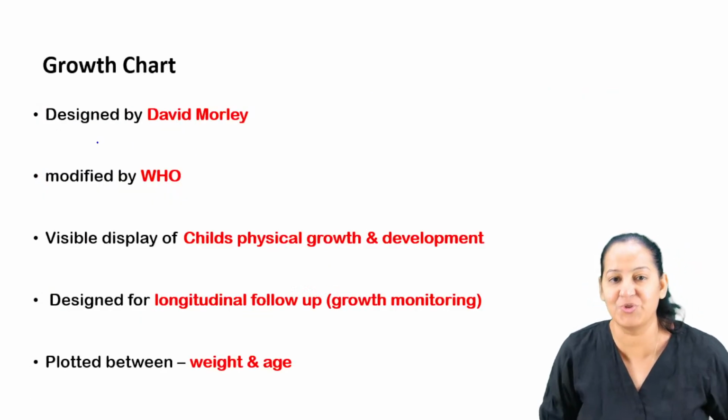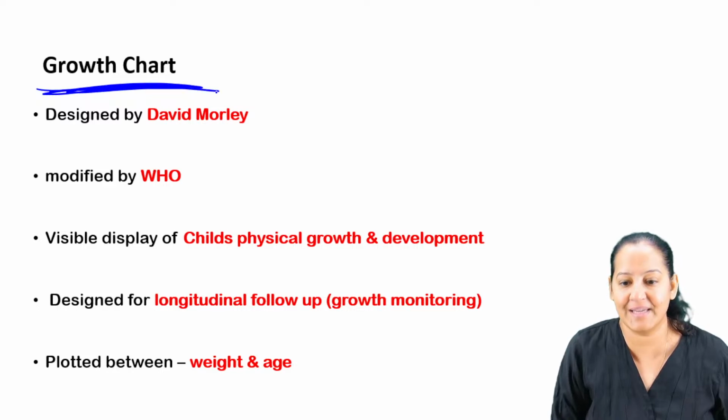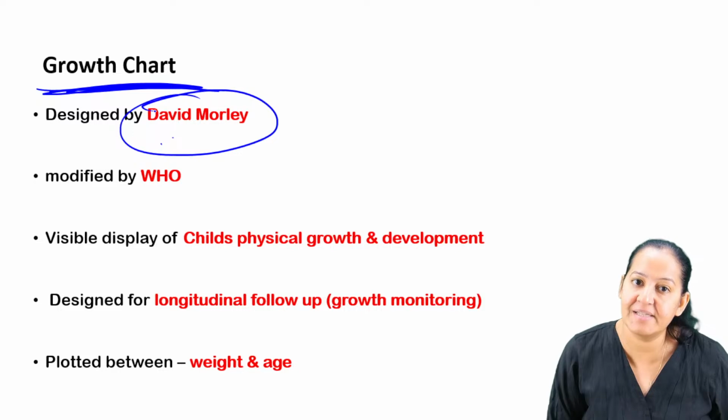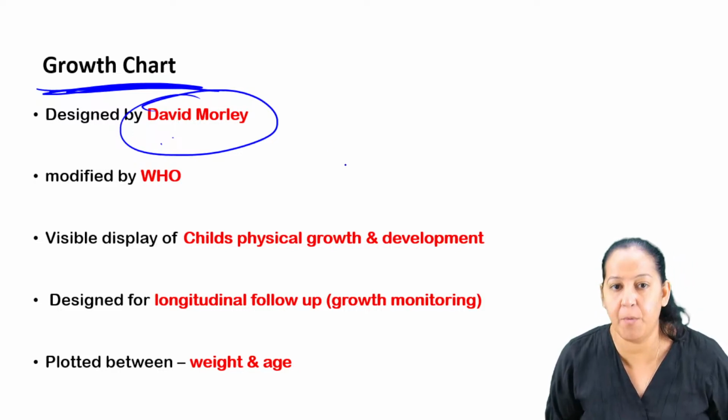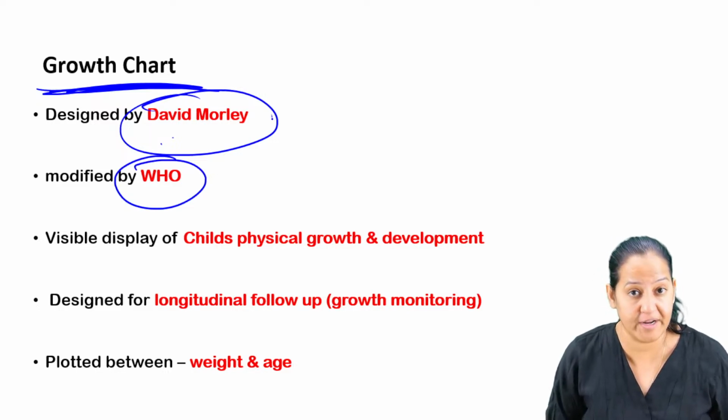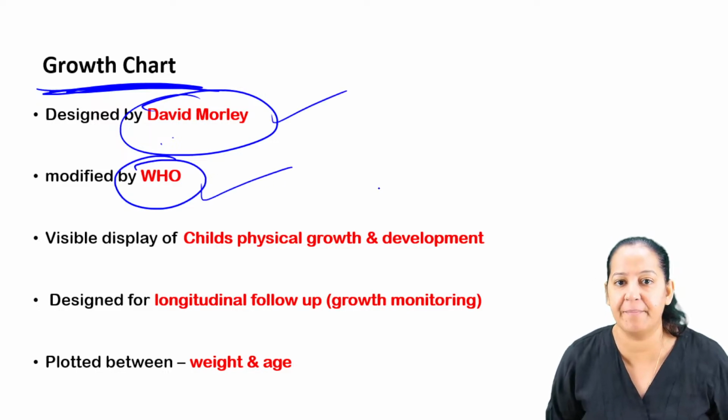The next thing is the growth chart. Growth chart was discovered by a scientist. The name of the scientist is David Morley. David Morley discovered the growth chart. These are modified by WHO. You get a question on David Morley.